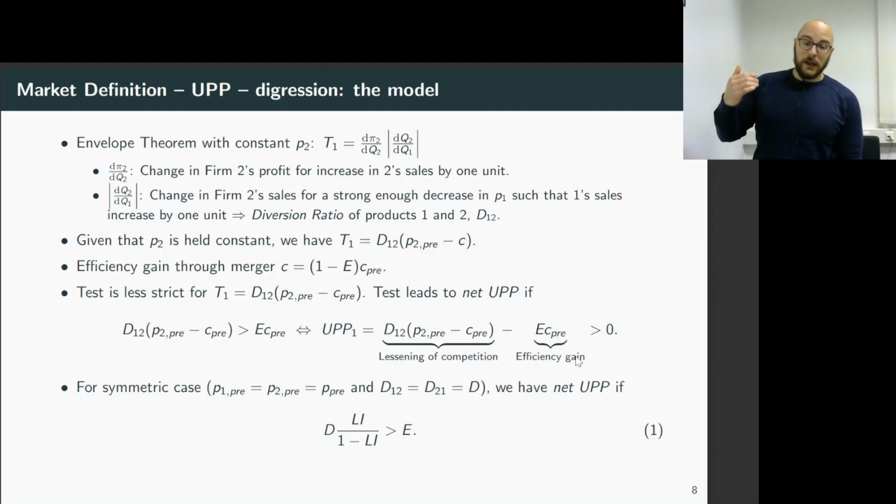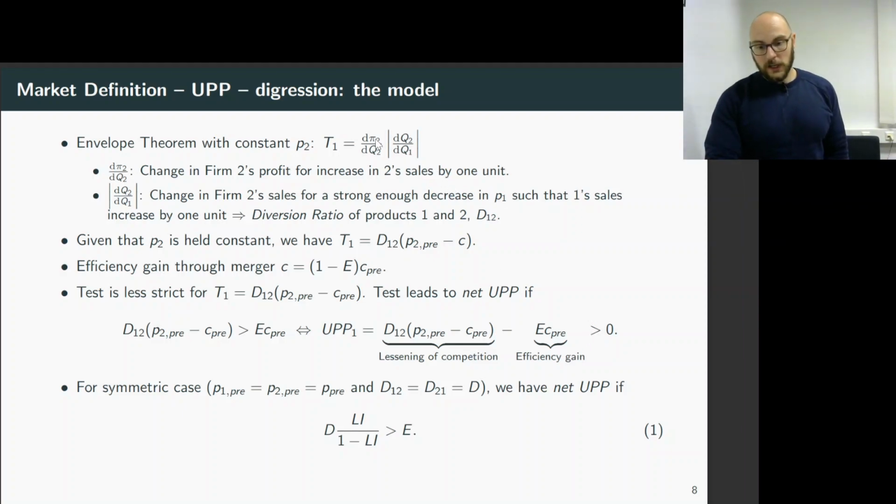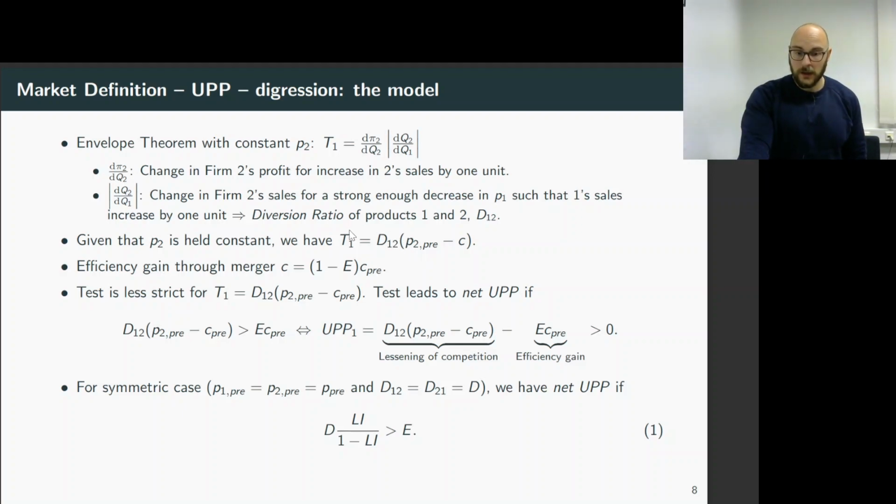Okay, so if we apply that, then we multiply this diversion ratio, which is the second term here, by the margin of firm 2, right? And therefore, with our internal tax, we arrive at this term here, right?